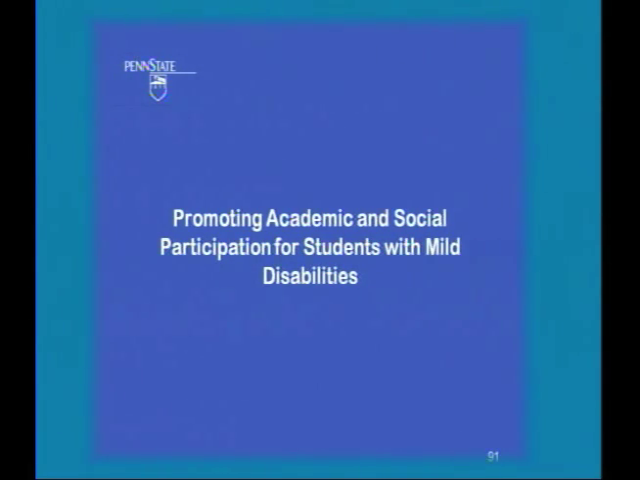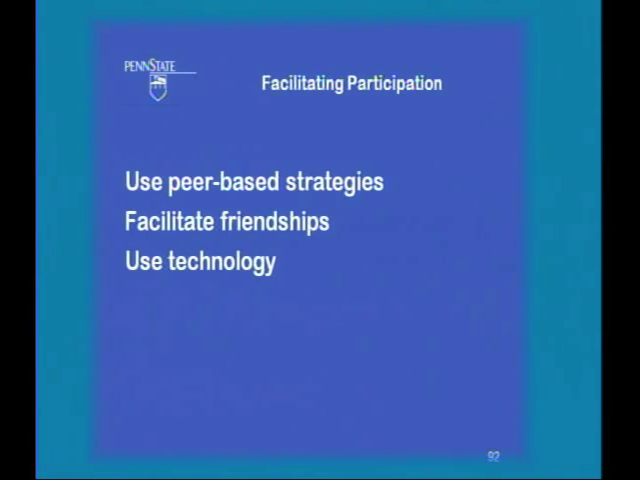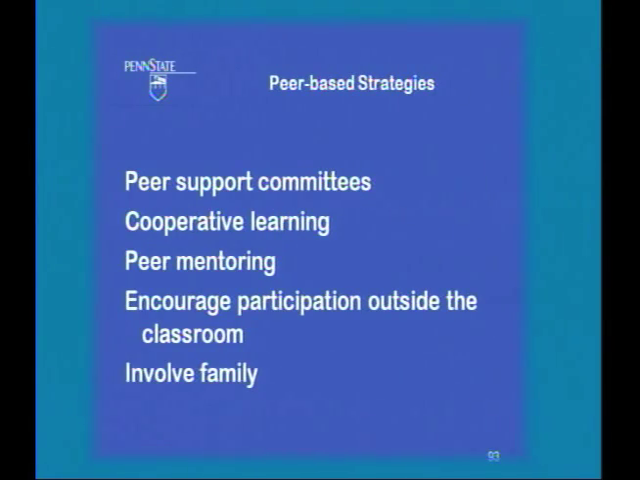Promoting academic and social participation for students with mild disabilities requires teacher thoughtfulness and implementation. These students do not always develop friendships on their own. To facilitate participation in the classroom, use peer-based strategy, facilitate friendships, and use technology. Some examples of peer-based strategies are peer support communities, cooperative learning, peer mentoring, encouraging participation outside the classroom, and family involvement.